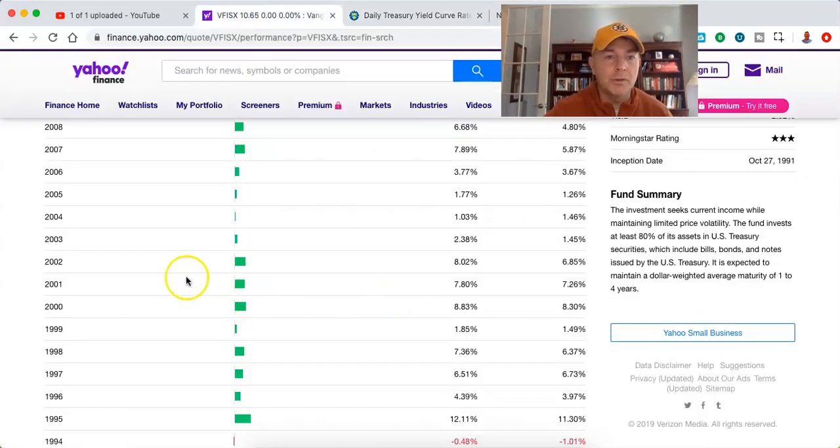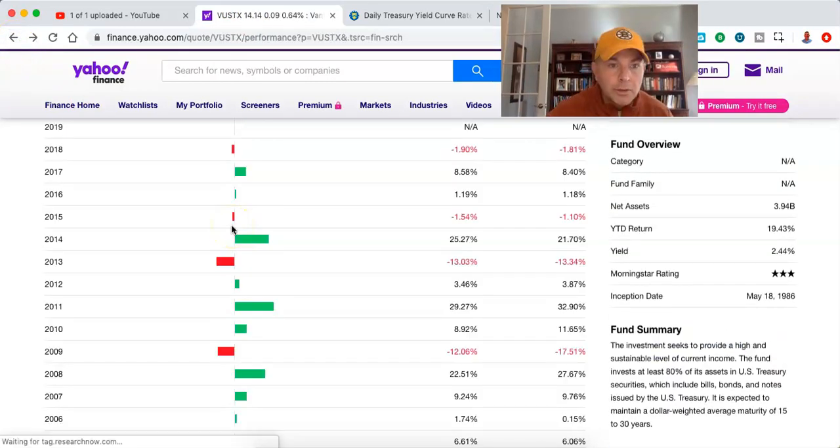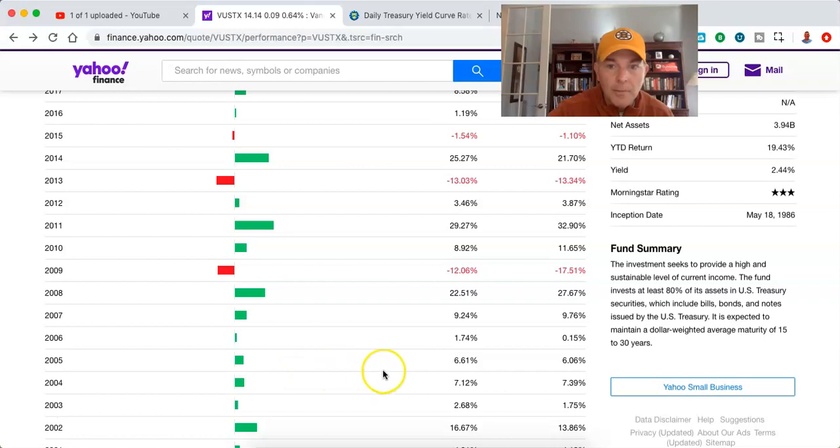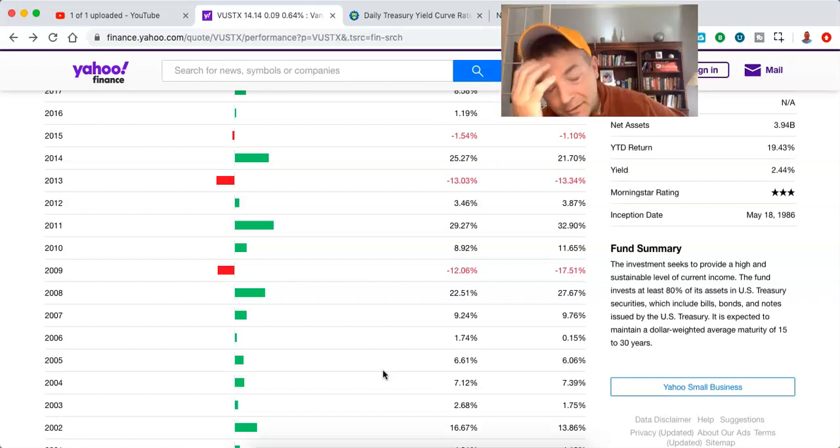So we go here to 2005. Short term was up 1.77. Let's see what the long term was up. In 2005, it was up 6.61. So the Fed was raising, and you still made 6.61% on your money in 2005 and 7.12% in 2004, when the Fed was going from essentially less than 1 to freaking 4%.